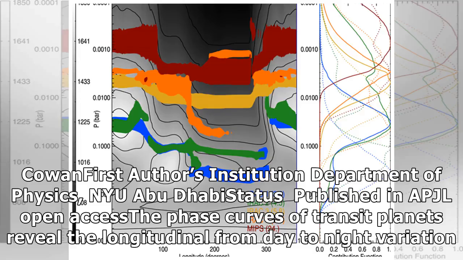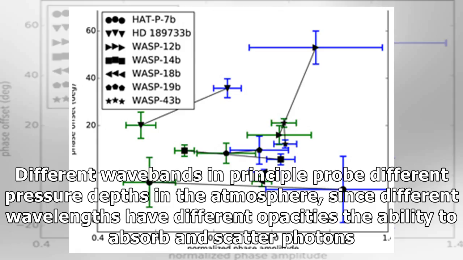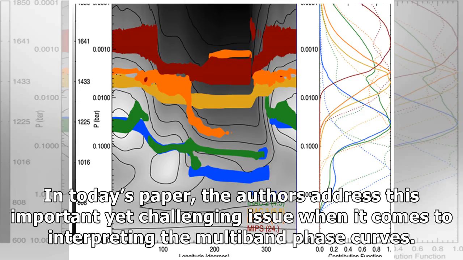The phase curves of transiting planets reveal the longitudinal, day to night variation. When observing with multiple wavelengths, they further tell us information in the radial direction. Different wave bands in principle probe different pressure depths in the atmosphere, since different wavelengths have different opacities, the ability to absorb and scatter photons. However, the opacity is determined by the local temperature, pressure, and gaseous composition, and there is no reason for the opacity to hold constant across the planet, as we will see later. In today's paper, the authors address this important yet challenging issue when it comes to interpreting multiband phase curves.